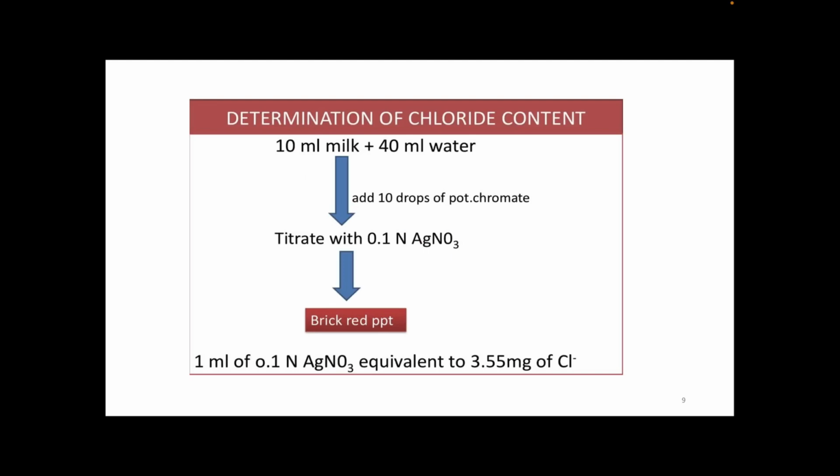About the chemical properties of milk, we can determine the chloride content by a very simple method. The method for determination of chloride content is based on taking a sample of 10 milliliters of milk to be diluted with 40 milliliters of water, and then add 10 drops of potassium chromate. Here it acts as the indicator, and then start titration with 0.1 normal silver nitrate.